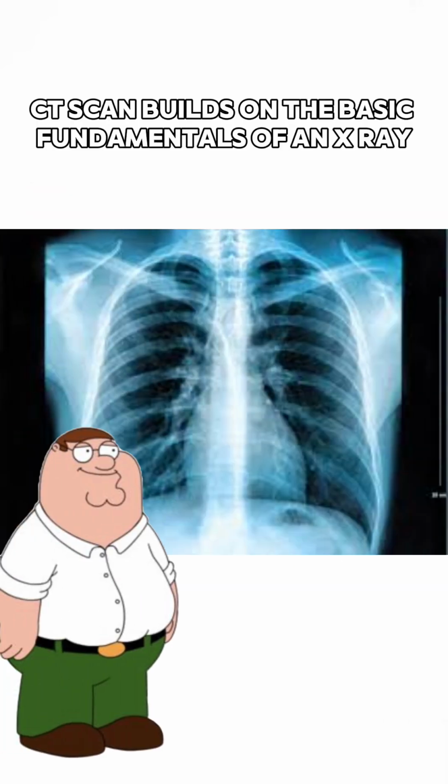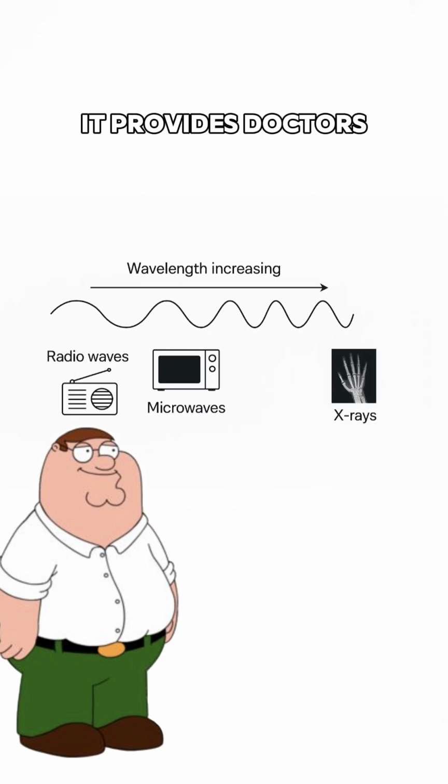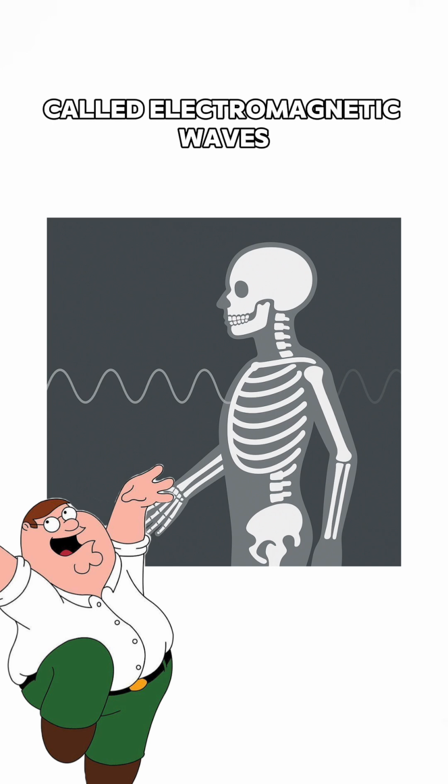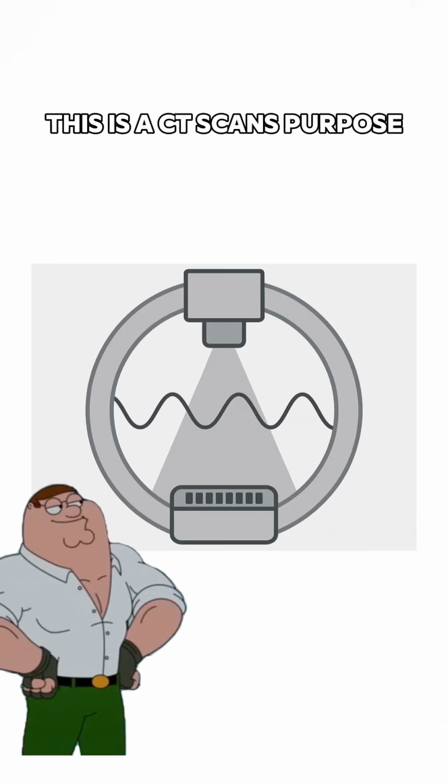A CT scan builds on the basic fundamentals of an X-ray, which is a type of electromagnetic radiation. It provides doctors with images of the inside of our bodies by shooting high-frequency X-rays called electromagnetic waves through our body to produce a 2D image. But what if we wanted to create 3D images instead? This is a CT scan's purpose.